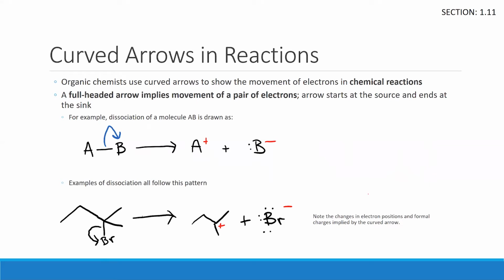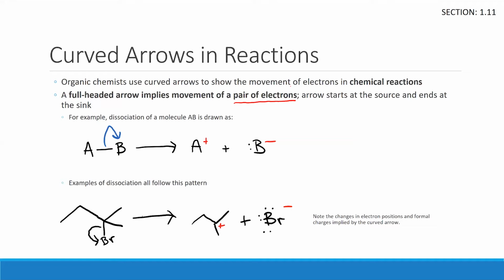When we draw curved arrows, a full-headed arrow, an arrow that has a full head instead of a half head, so just to be clear, this is a full head, that is a half. Full-headed arrows imply the movement of a pair of electrons. It's very important. It means that two electrons are moving, not just one. Arrows always start at the source of the electrons and they end at what we call the sink. That's just the ending place for the electrons, the sink.